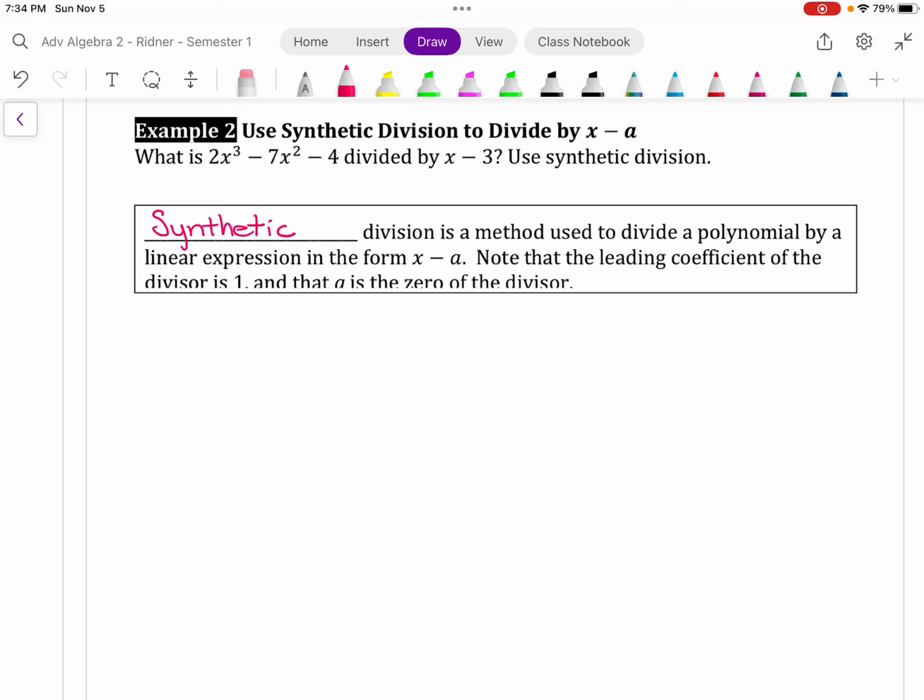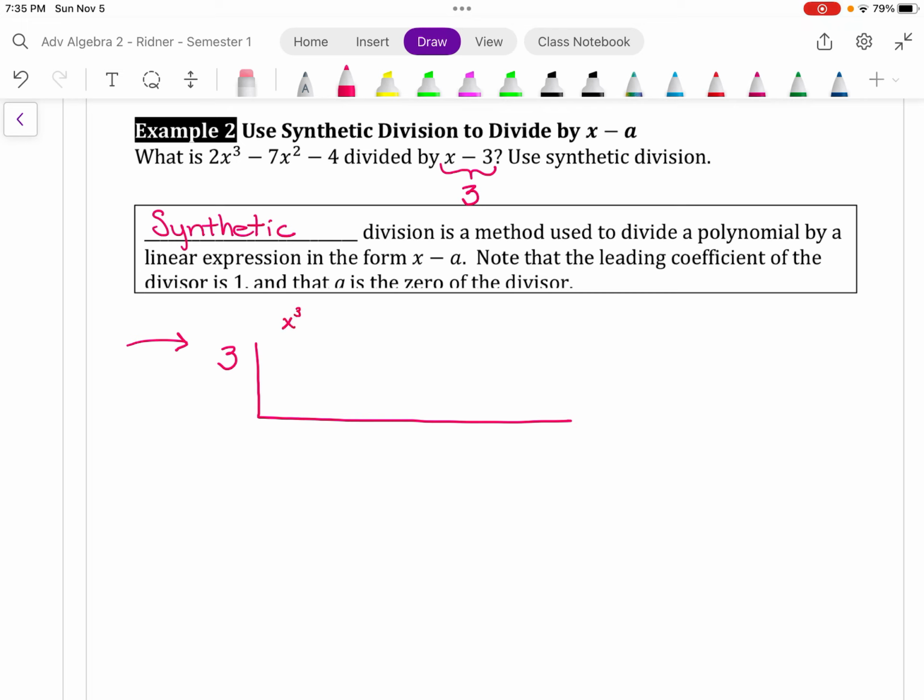All right, note that the leading coefficient of the divisor is 1 and that a is the 0 of the divisor. So when we do synthetic division, first step is to make this little L shape. The number on the outside becomes what makes this factor 0. So in this case, it is 3. So notice I did not put -3. I switched the sign. Okay, switch the sign. Common mistake.